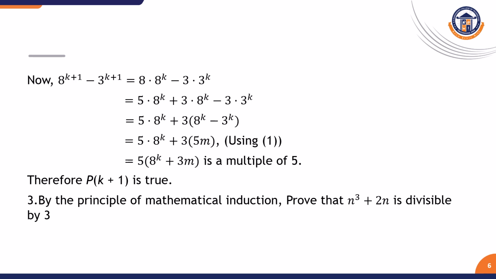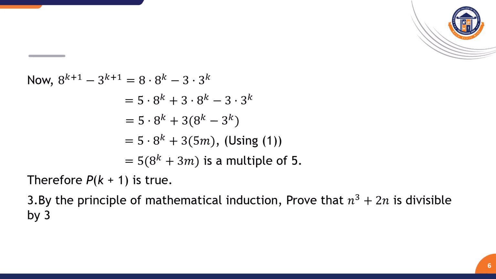So P of k is 8 power k minus 3 power k. In the given P of n, we just replace n by k plus 1. So 8 power k plus 1 minus 3 power k plus 1, which is equal to, we split the term 8 into 8 power k minus 3 into 3 power k. Here the first term is 8 into 8 power k. So we can write this 8 as 5 plus 3. So 5 into 8 power k plus 3 into 8 power k minus 3 into 3 power k.